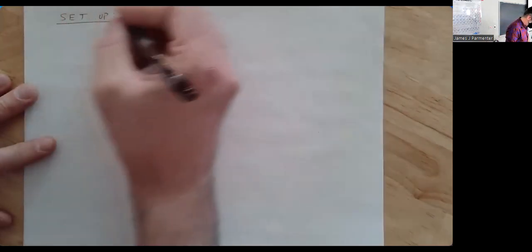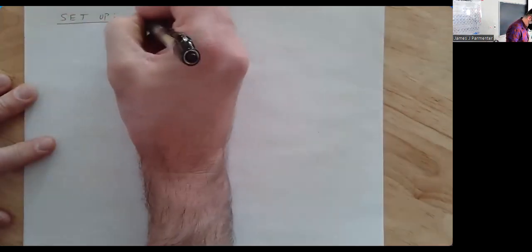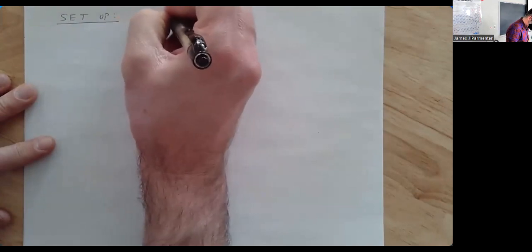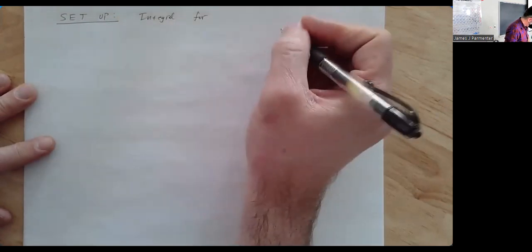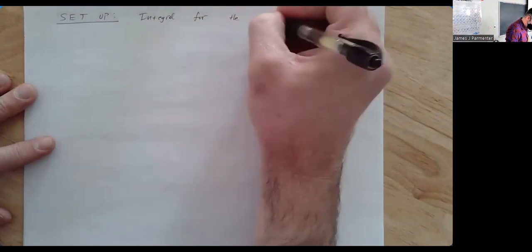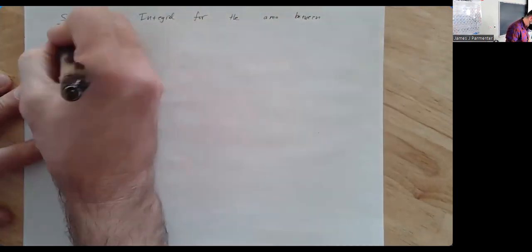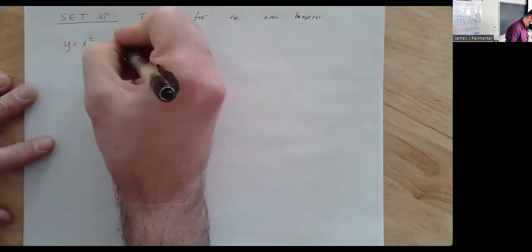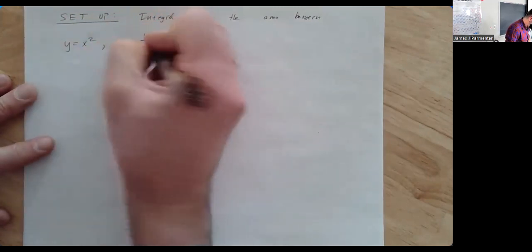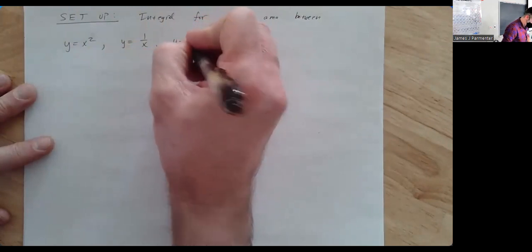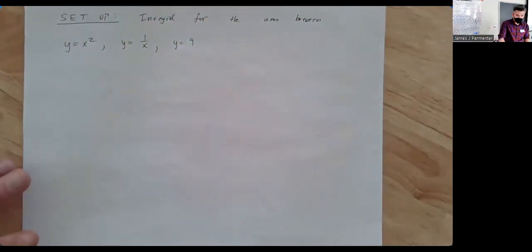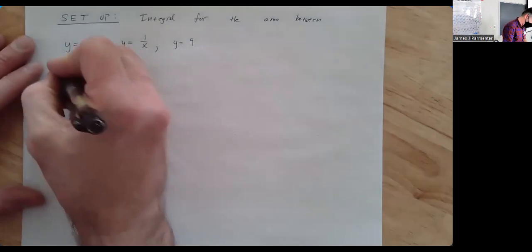So let's set up an integral for the area between the following functions. y equals x squared, y equals 1 over x, and y equals 9. And if you can, it's often a good idea to draw a picture.